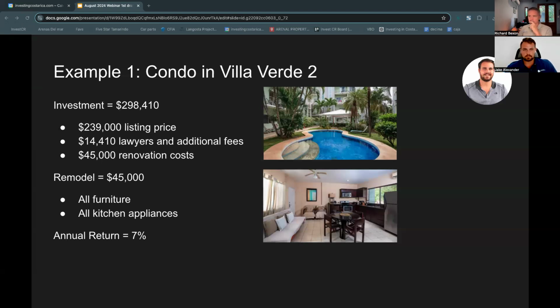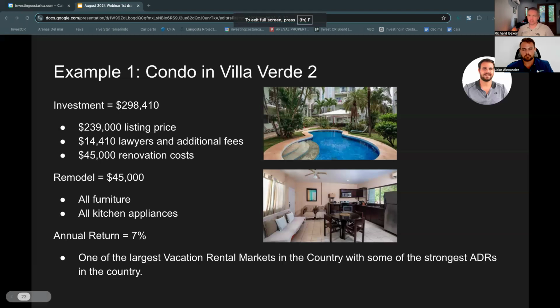Yeah, I mean, I think the interesting thing about this is we've actually done one of these. And Villa Verde 2 is not the most amazing condo development, but there's demand for it. If you were to make an investment, I don't think that many people would be happy to go and stay at it. But if you're just looking to park money and get some return on it, I think you could very easily do that on something like this.